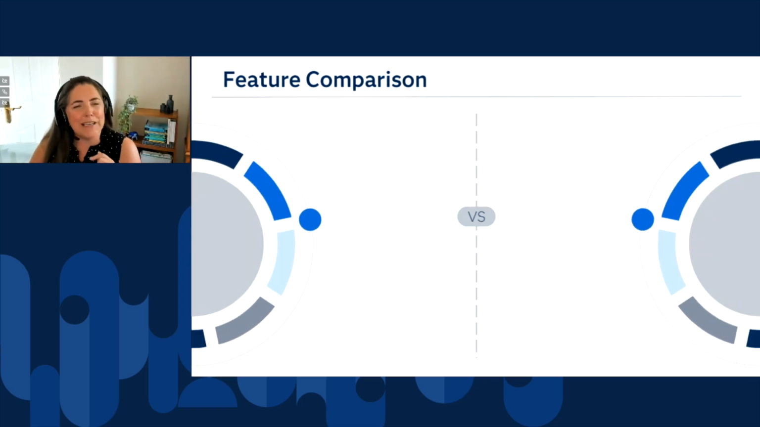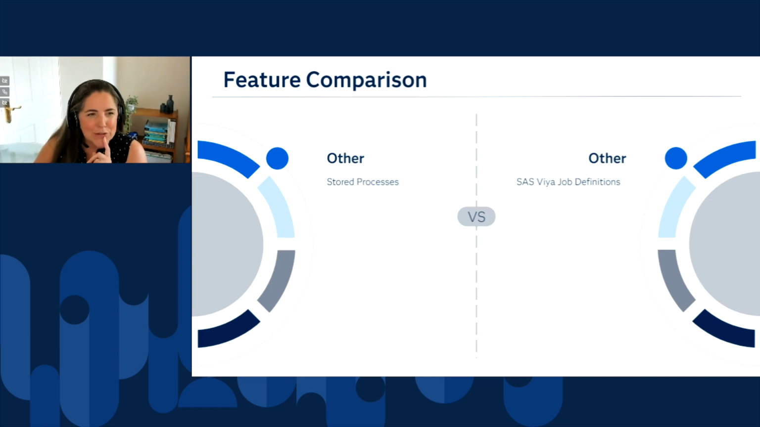Okay, we're nearly done with these few slides now. So stored processes. Stored processes and SAS Viya jobs both execute SAS programs that run on demand from various applications. So these support web reporting, analytics, and dynamic execution with parameterization as well. So both integrate with SAS and third-party tools, but they differ in how the interface is developed.